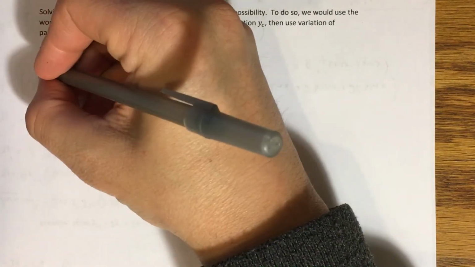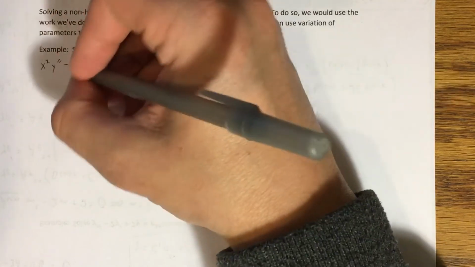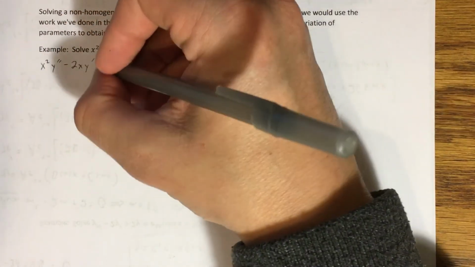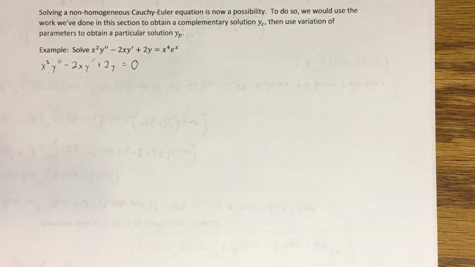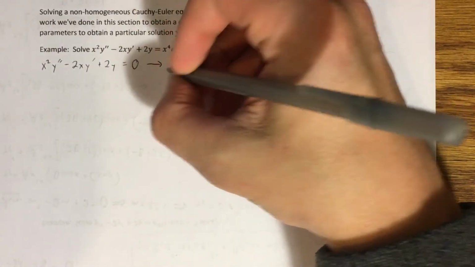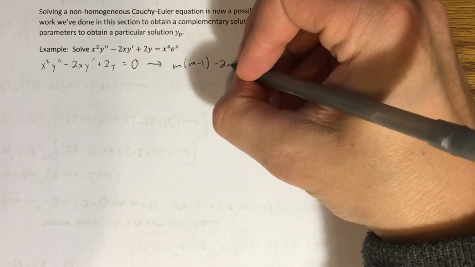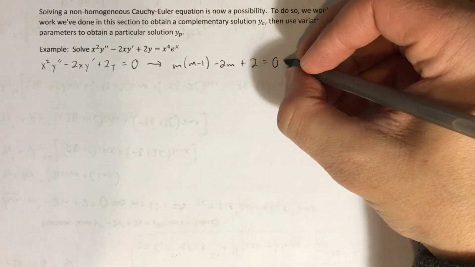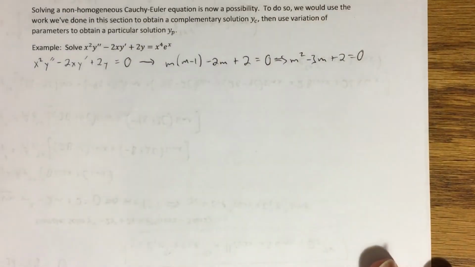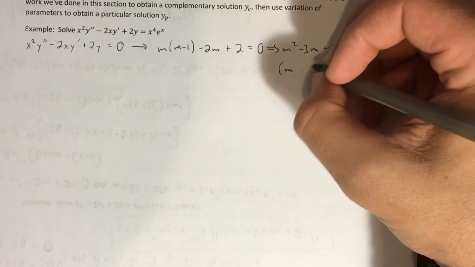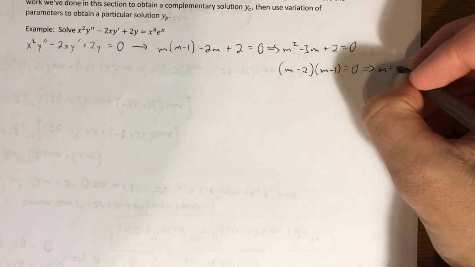Okay, I want to begin by solving this guy, x squared y double prime minus 2x y prime plus 2y equals 0, the associated homogeneous equation. This one is a second order equation, and we already know that we would be looking at this quadratic equation to get a solution here. m times m minus 1 minus 2m plus 2 equals 0, or m squared minus 3m plus 2 equals 0. Okay, this guy factors pretty nicely. We get m minus 2, m minus 1 equals 0, giving me m equals 1 or 2.